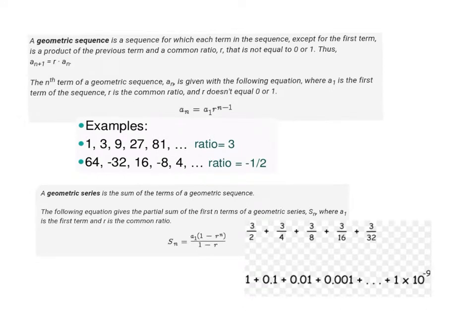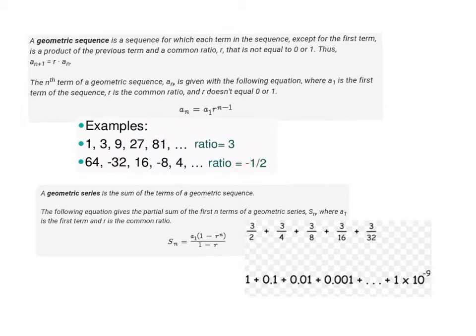Another vocabulary word you might see is geometric sequence, and this one has to do with a pattern where there is multiplying. So here, the ratio of this example is 3. That means if you multiply each previous term by 3, you get your next term. So here, 1 times 3 is 3. 3 times 3 is 9. 9 times 3 is 27. 27 times 3 is 81, and so on.